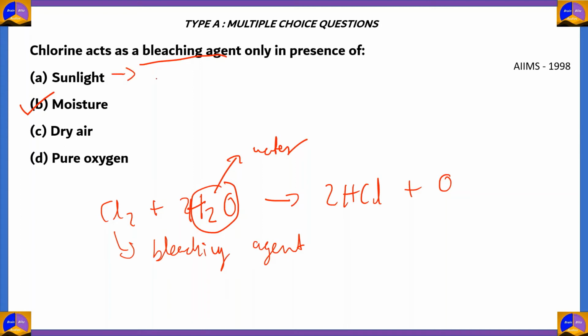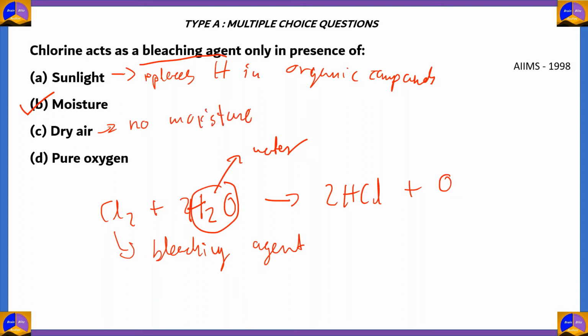In the presence of sunlight, chlorine replaces hydrogen in organic compounds. Dry air has no moisture, so chlorine cannot act as a bleaching agent. And in the presence of pure oxygen, chlorine forms oxides such as Cl2O7. So these are some of the oxides of chlorine which are formed when chlorine reacts with pure oxygen. So option B, moisture, is the right option.